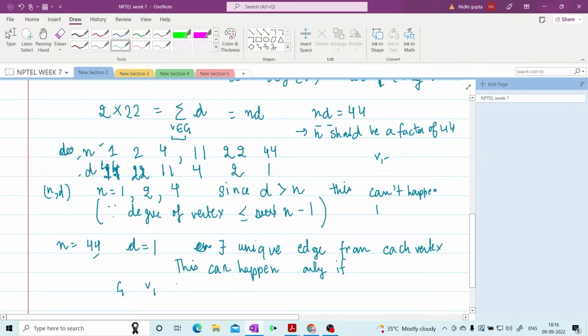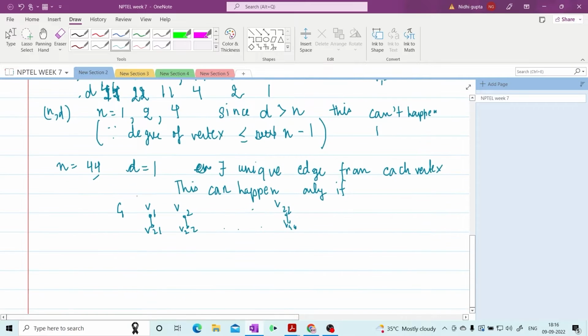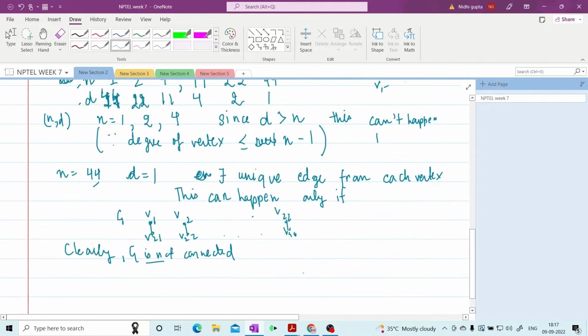We have V1, V2, V22 and this is V21, V22 till V44. This is the only possibility. And clearly G is not connected, so this cannot happen either. Because the degree is 1, there is only this case possible.